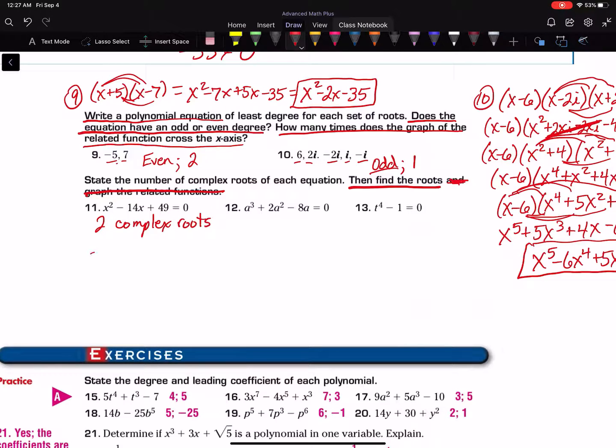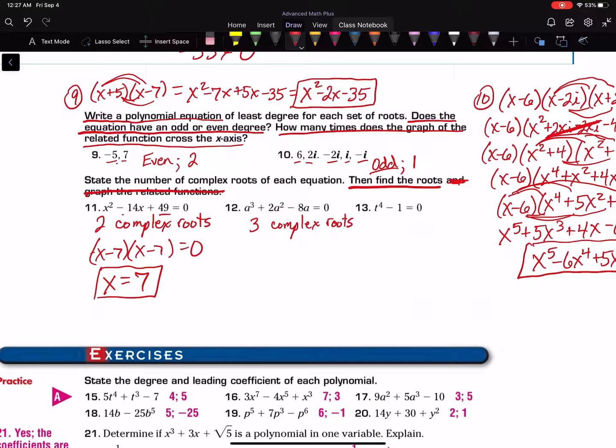So I am going to factor. What 2 numbers multiply to be 49 and add up to negative 14? That would be negative 7 and negative 7. And so x equals 7. It actually equals 7 twice, but there's no reason to write it down twice. Okay? Number 12 has an exponent of 3 for its degree, so there's 3 complex roots.